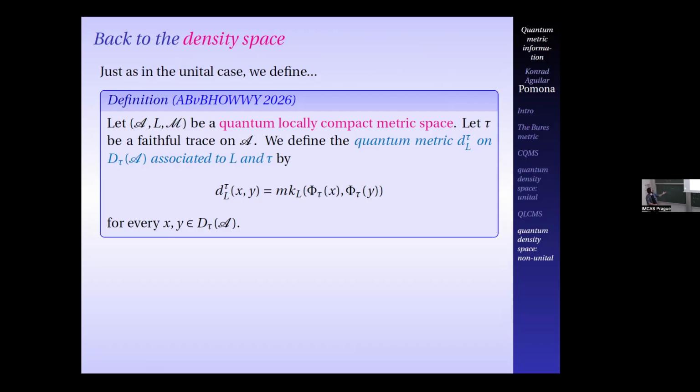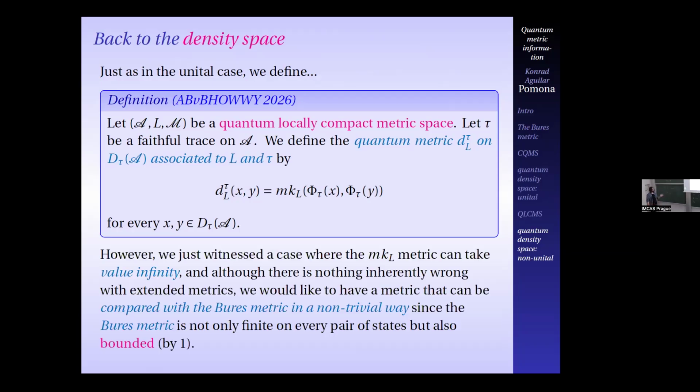But what if I also have a faithful trace on my C*-algebra? My non-unital C*-algebra in this case, we can still get this. This map is still an injection. It's quick to check. You still get an injective map into the non-unital metric, so you get something. This is a wall of text, but let me just say what happens.